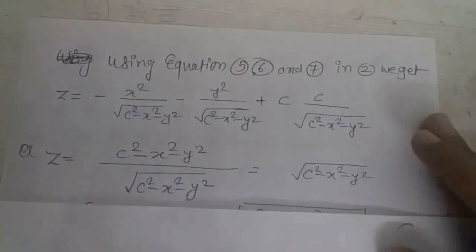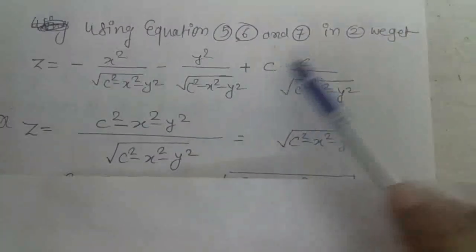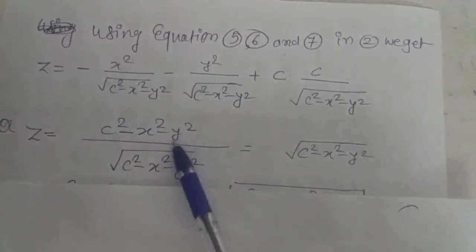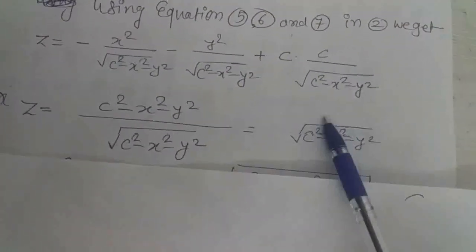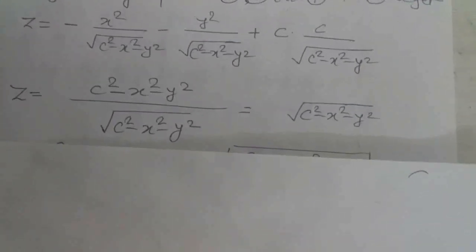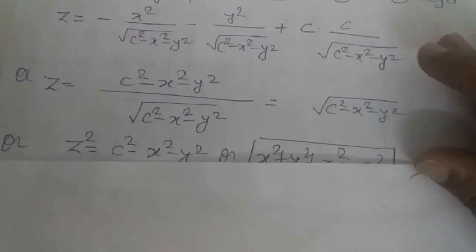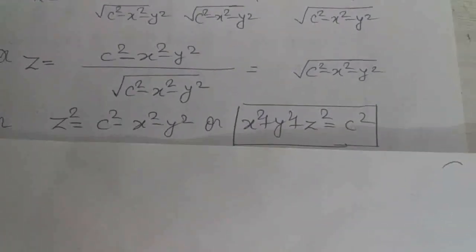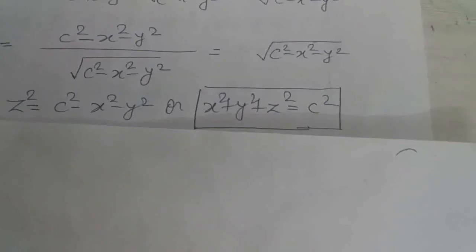Now we simplify this relation, that is we take LCM, square root of C square minus X square minus Y square. So here we get C square, from here we get minus X square, and from here we get minus Y square. So these expressions are further simplified when we get square root of C square minus X square minus Y square. Now squaring both sides, we get Z square equal to C square minus X square. Now this equation leads to X square plus Y square plus Z square equal to C square.